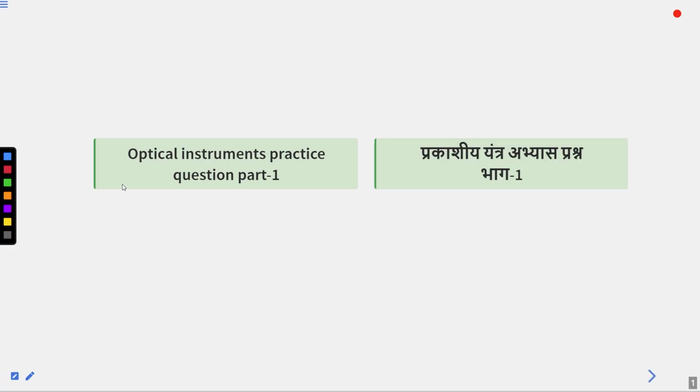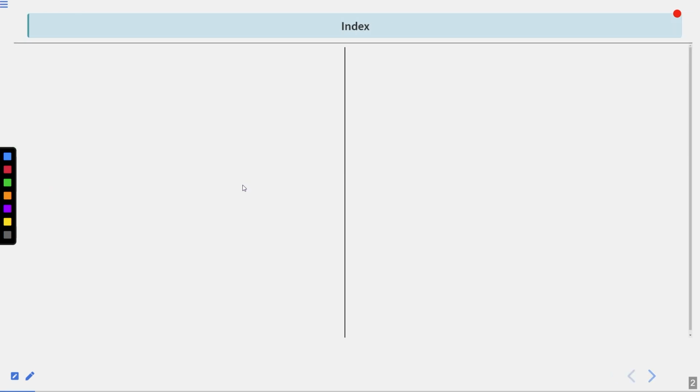Hello students, in today's lecture we will solve some practice questions, and those practice questions are based on optical instruments. This is practice question part 1. The questions which we will solve in today's lecture are from 1st to 8th.